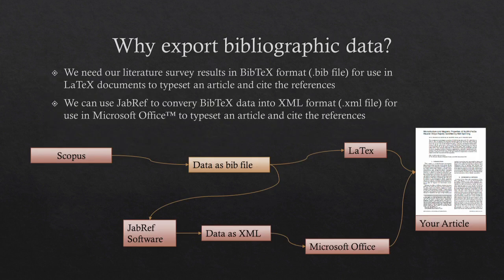And why do we need to export these bibliographic data? Again, the logic is similar to what we have shown in the Web of Science demonstration. Scopus is giving you the data as a bib file directly, and you can use this bib file with LaTeX software to create your article, and you can also use JabRef software to convert the bib file to an XML file, which can then be used in Microsoft Office to create your article. In other words, you can perform a literature survey in a citation database such as Scopus, export the data and use it directly with typesetting software such as LaTeX or Microsoft Office to generate your article references at the end of the article, and you can also use it for your thesis.